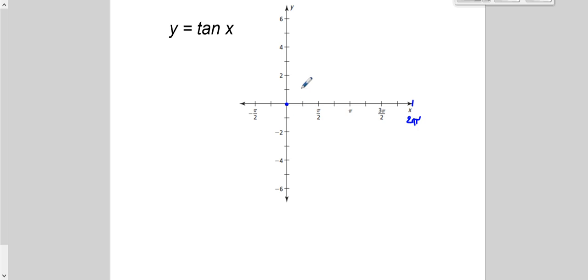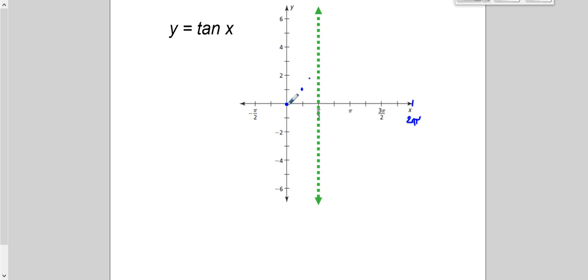For pi over 4, we're at 1. For pi over 3, we're at 1.7. At pi over 6, now I'm backing up, we were at the 0.6. So we're kind of getting a curve here. But then what happens at pi over 2? Pi over 2 is undefined. So that means we can't touch pi over 2. That means we have an asymptote.